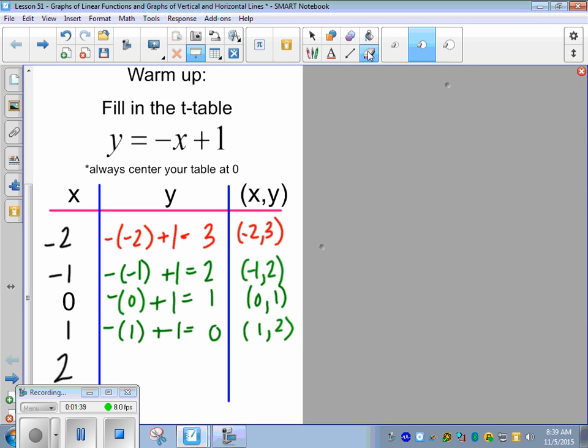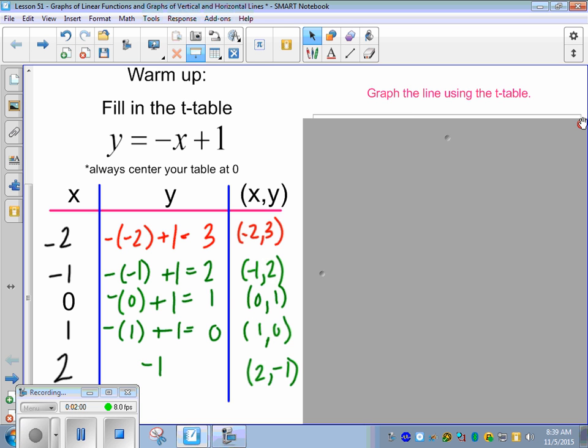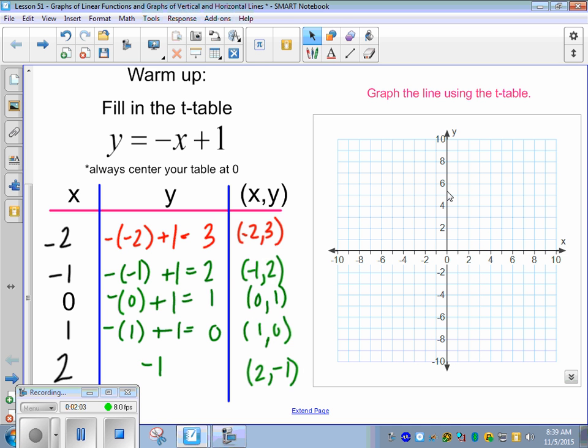Oh, I changed the wrong one. Okay. So every time, once you see a pattern, make sure it's working out every time you plug it in. So based off this pattern, what is my y value for 2? Negative 1. Nice. If I had plugged it in, I would have gotten negative 1 right here. So now we're going to take it a step further than what we did yesterday, and we're going to graph the line using the two tables.